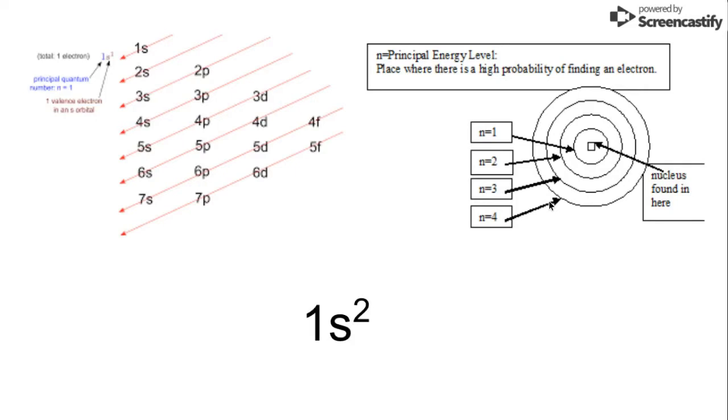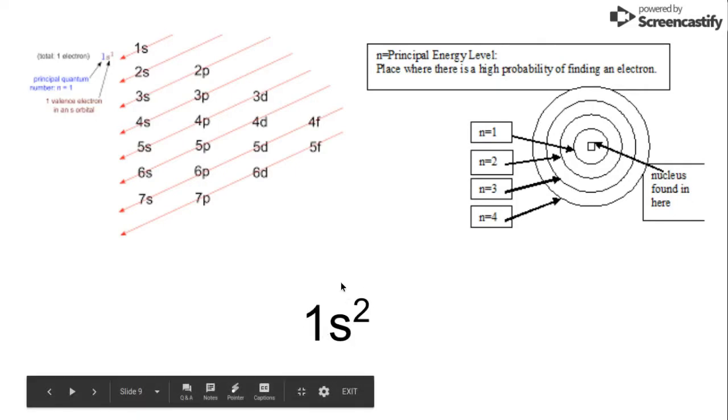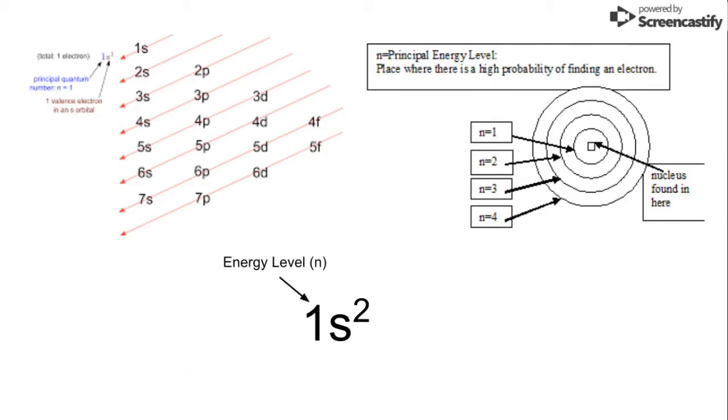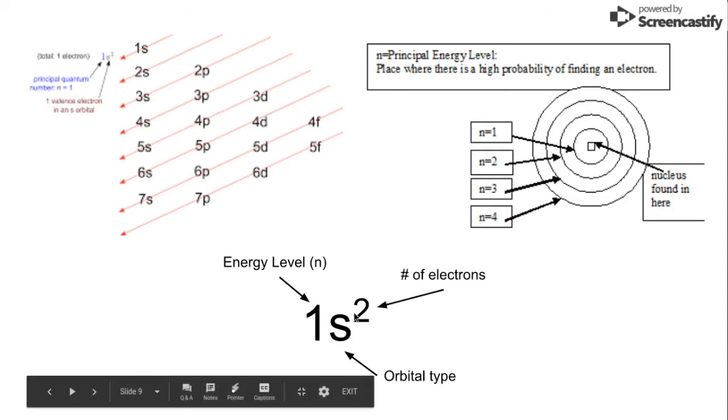When we write electron configurations, we will use this notation. This first number tells us the principal energy level. The letter tells us the orbital type, where those electrons are found, and then the superscript number tells us how many electrons are in that orbital. This would be the first energy level, the s orbital, and 2 electrons in that orbital.